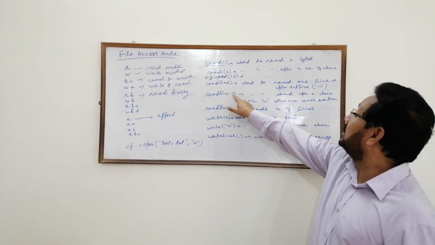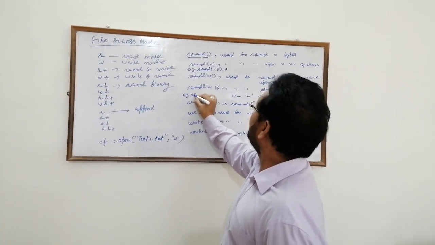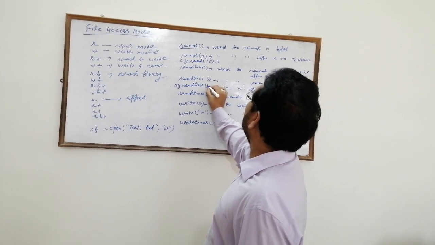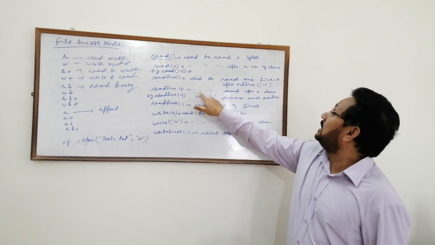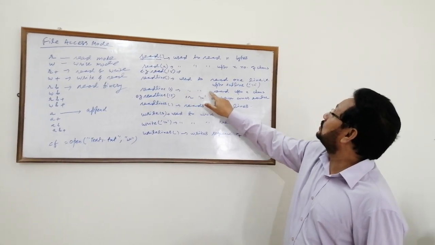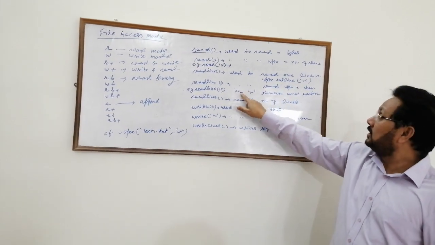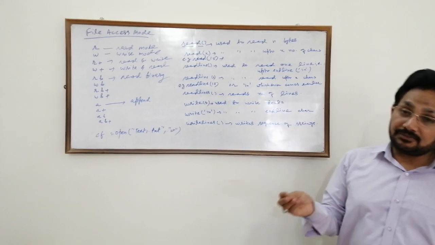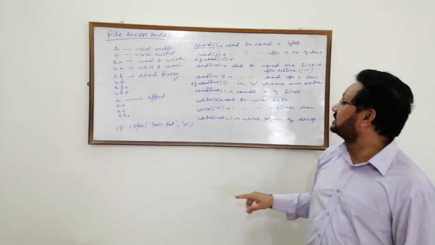Similarly, if we give readline(x), for example readline(15). What is the definition here? Readline(x) is used to read up to x, meaning 15 characters, or \n, whichever comes earlier. Suppose after the 10th character \n is there, so it will read up to 10 characters.